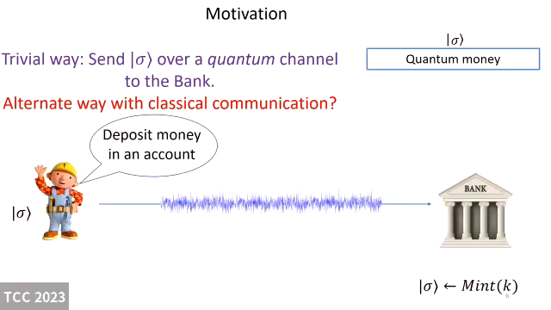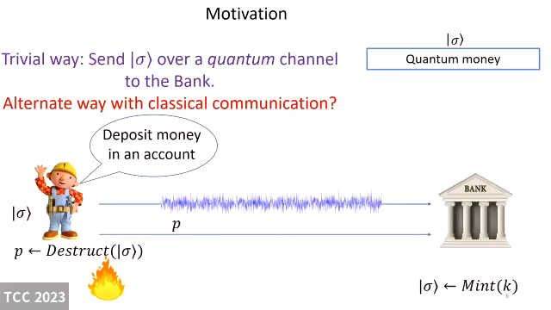This is where proof of destruction comes in. What Bob can do is measure the state in some basis that is prescribed publicly by the bank. This measurement is destructive in some sense. It will destroy the state Bob possesses, and instead output a classical proof P, and then he sends this proof P to the bank.